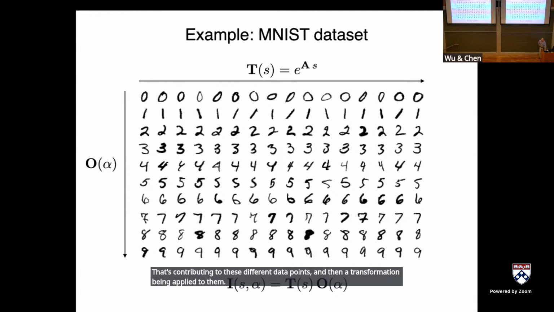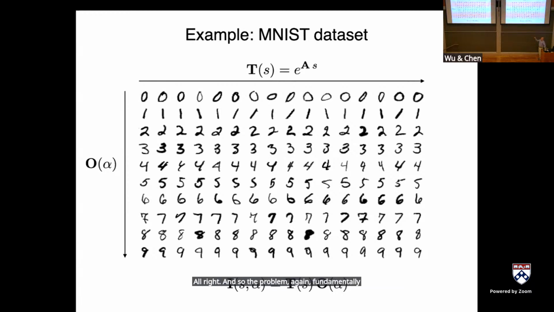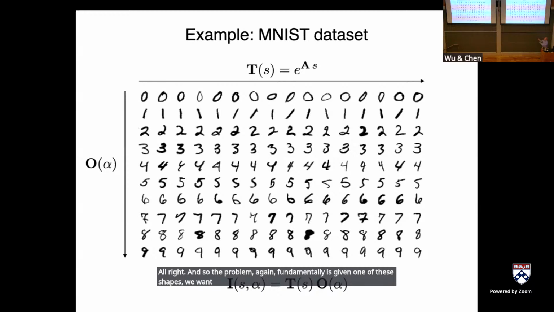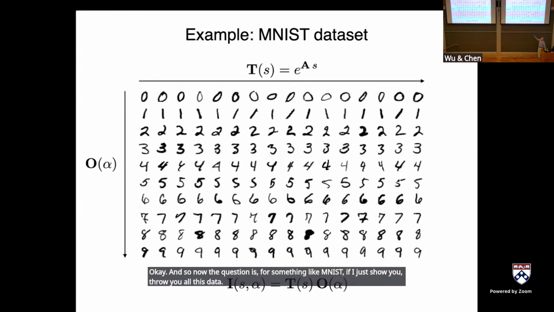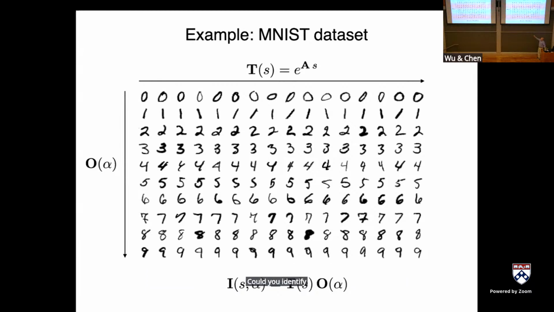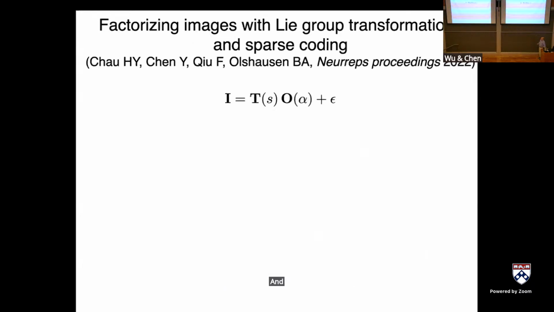The problem, fundamentally, is that given one of these shapes, we want to factorize it into a transformation times a model of the shape. So now the question is, for something like MNIST, if I just throw you all this data, could you identify the group action that creates these transformations, and could you identify the shapes from it? And the answer is yes, you can, with the proper mathematical framework.